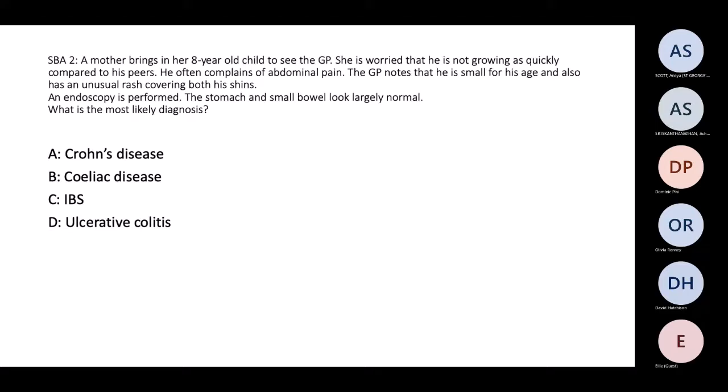So a mum brings in her 8-year-old to see the GP. She's worried that he's not growing quickly compared to his peers. He often complains of abdo pain. GP says that he's quite small for his age and he has a rash on both his shins. An endoscopy is performed and the stomach and small bowel look largely normal. So what is the most likely diagnosis?